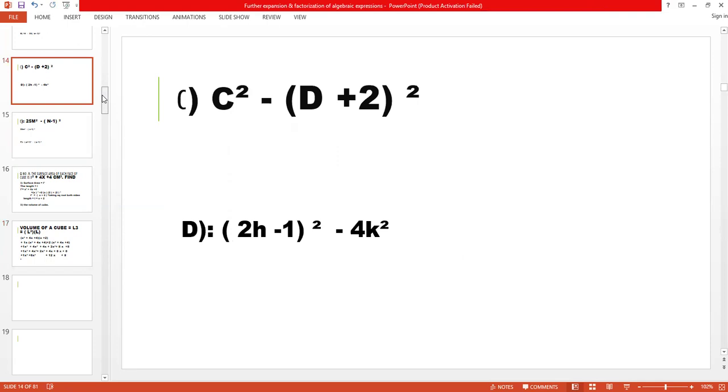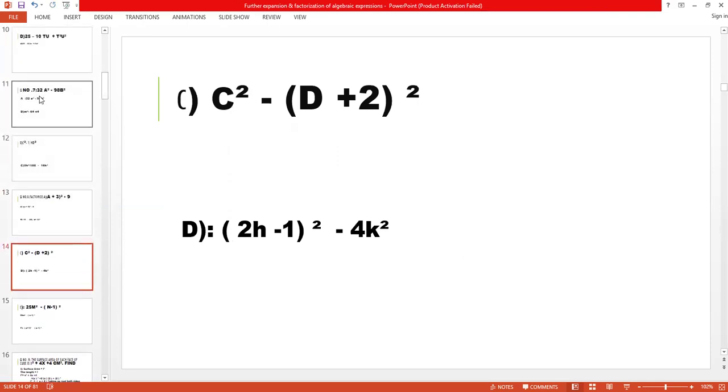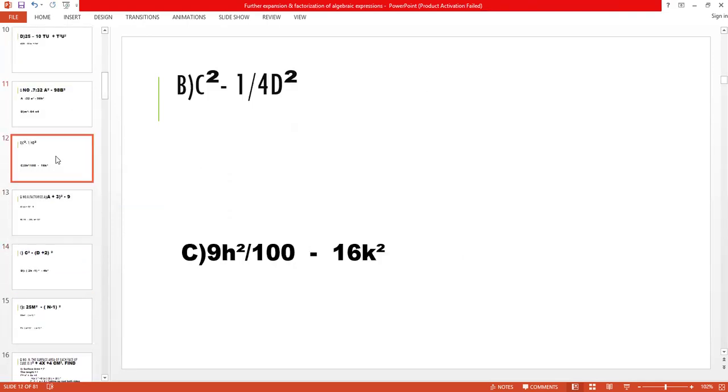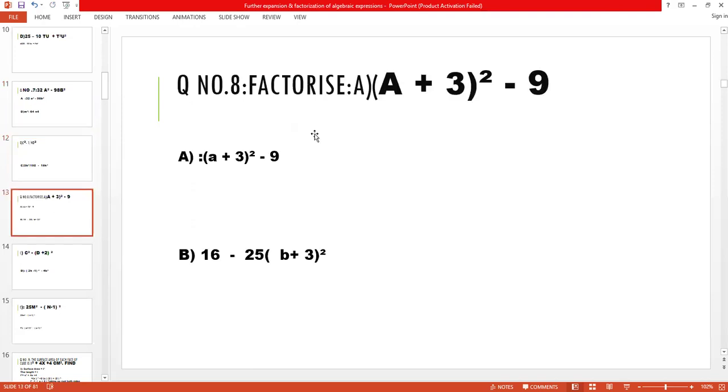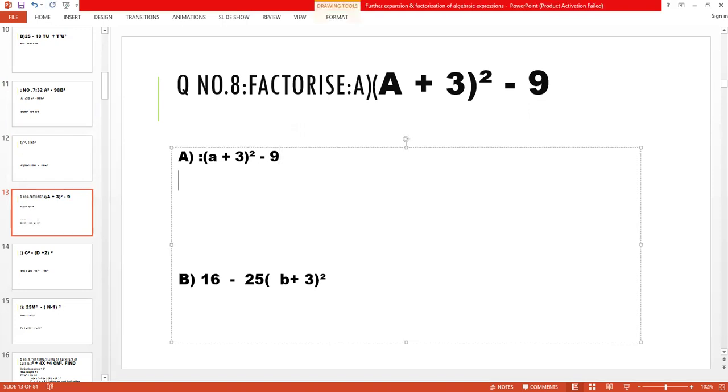In question number 8, again the third identity is used. This one is 7. This one is 8. Here they are saying a plus 3 whole square minus 9. This one is the first term. The whole one is the first term. This one is the second term. And this second term is also a square. Look at this 9. This 9 is the square of which number? Which same number do you have to multiply 2 times to get 9?